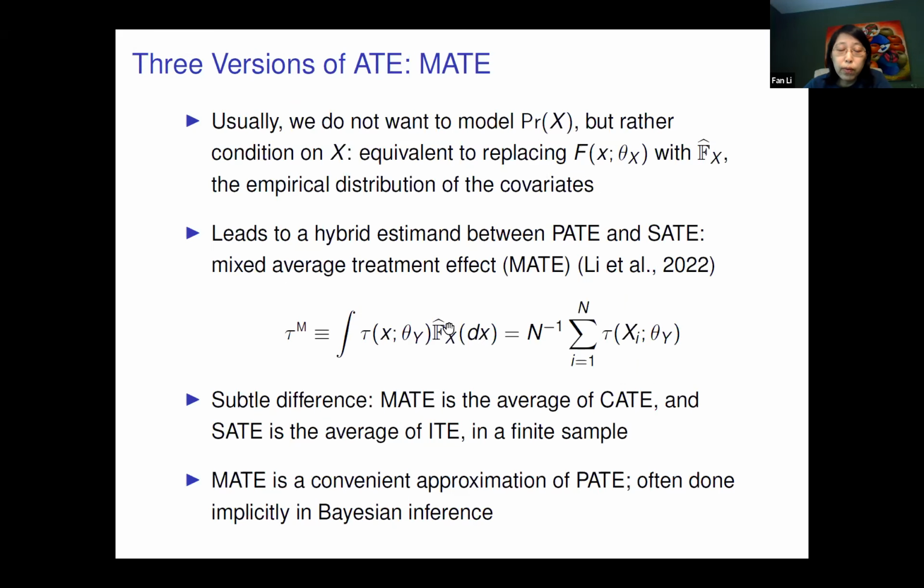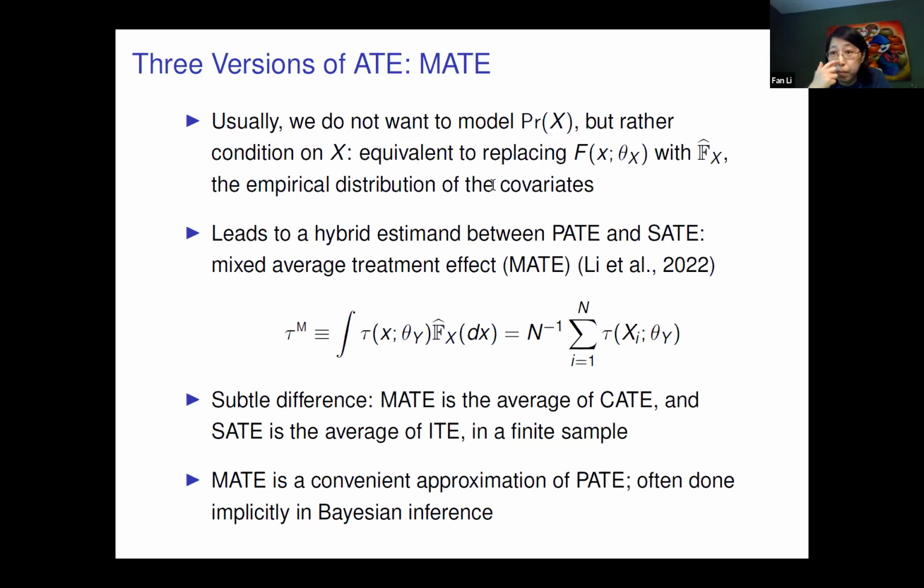This third point, which we explicitly pointed out in our review paper, is that in reality we often have a large, maybe high-dimensional, set of covariates. It is almost a nuisance to model this distribution of X. Particularly if you're Bayesian, you condition on everything, so you very naturally choose to condition on X.